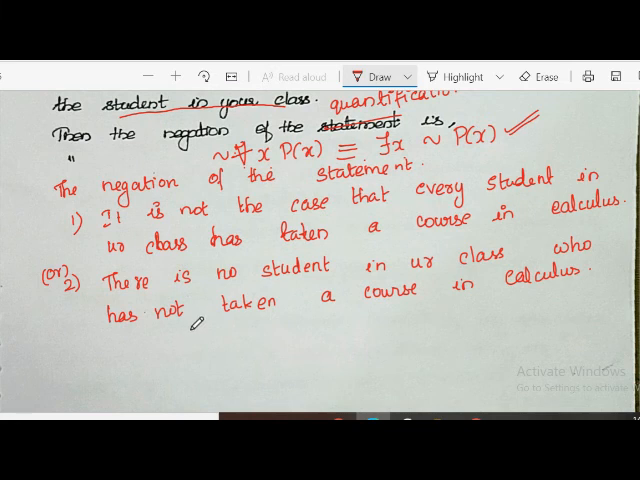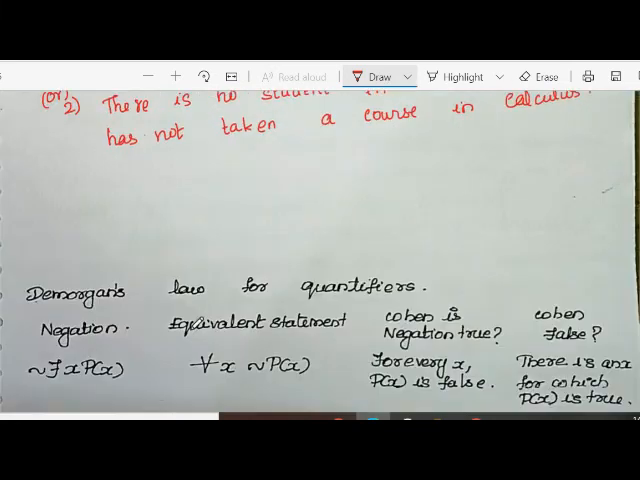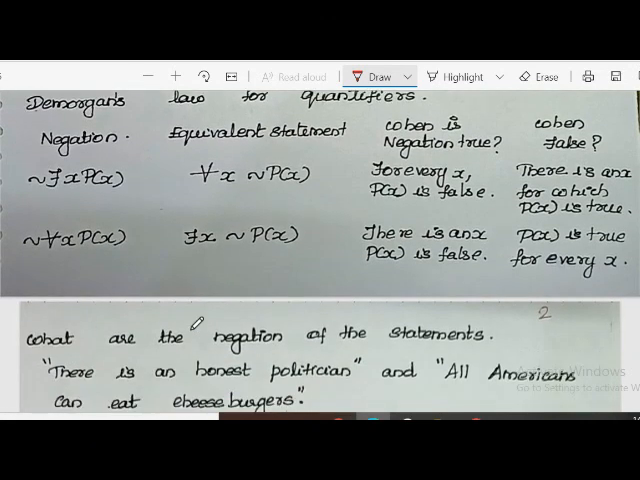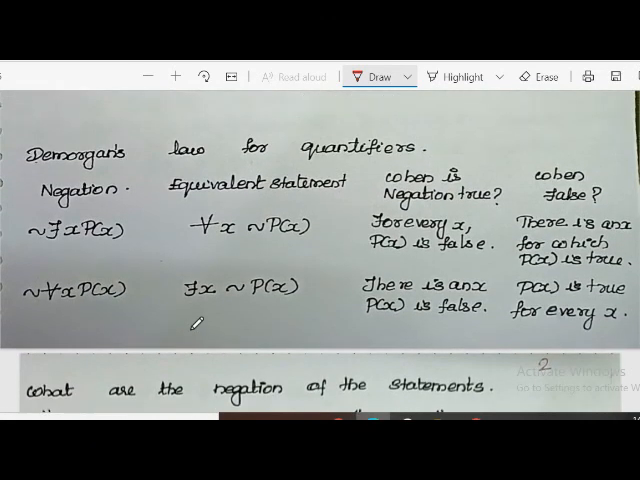Now next one. The next we have to remember is the De Morgan's law for quantifiers. The De Morgan's law for quantifiers. This is a table given here. You have to learn this table also. This is the first one and this one is the second law.